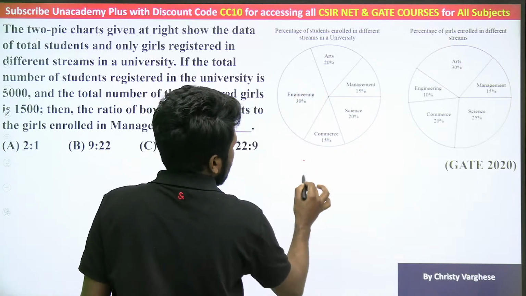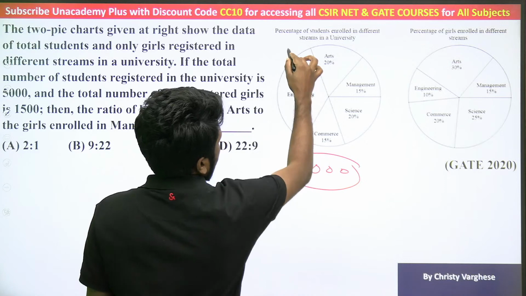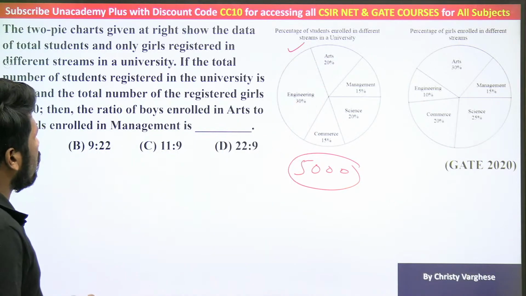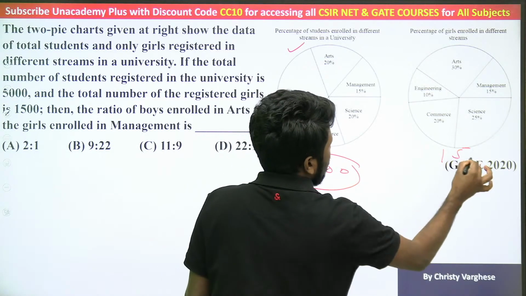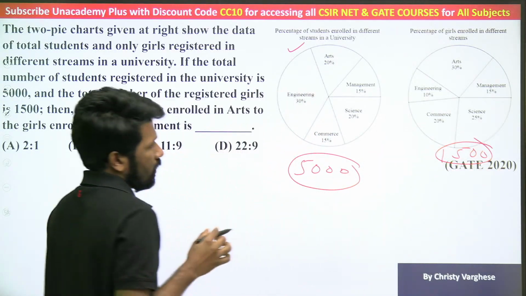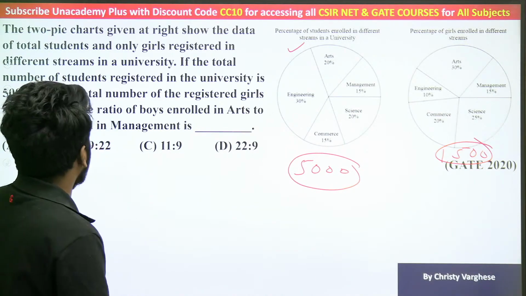So, the sum will be 5,000. This pie chart is the distribution of 5,000 students. And the total number of registered girls is 1,500. So this pie chart total is going to be 1,500. So definitely the number of boys will be 5,000 minus 1,500, which is 3,500.